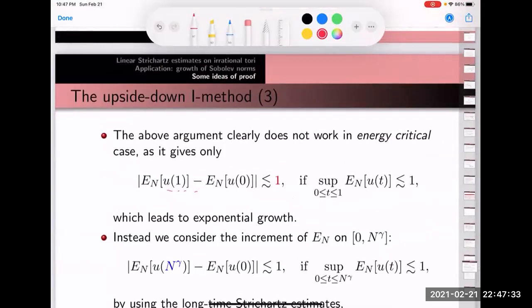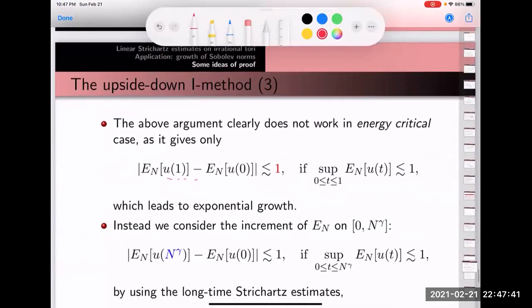You cannot hope to improve it, just as you cannot hope to improve the unit time Strichartz estimates on the right hand side. And if you have this, of course, potentially this modified energy would grow, multiplied by a constant factor if you go for time 1, and if you go for time t, it could grow exponentially in t, which is not the polynomial upper bound we would expect.